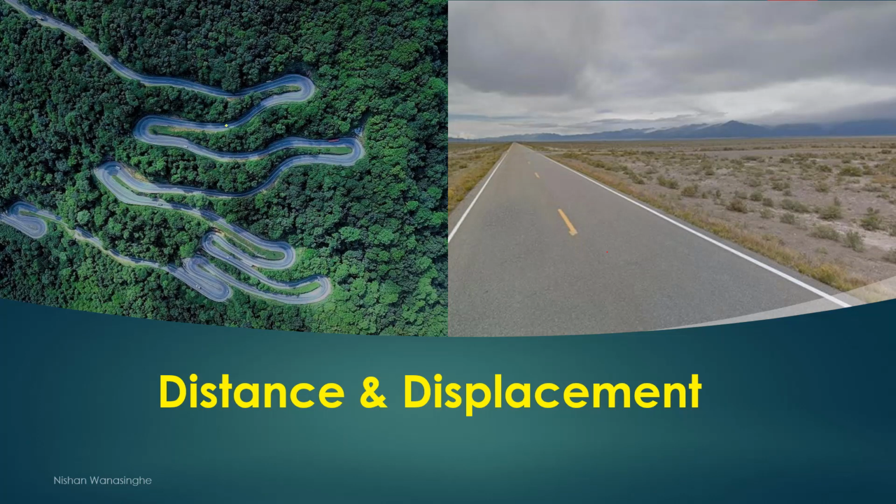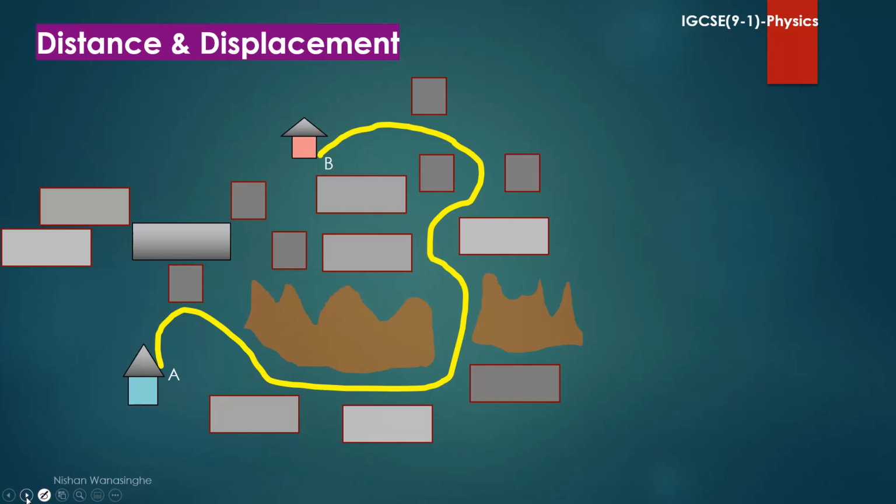You can understand these two pictures. They explain distance and displacement, right? Distance is the length of the path. You can see there are a lot of bends. It has no specific direction. The first picture is a road in Sri Lanka, and the second picture is a straight path, right? So from the pictures you can easily remember what distance is and what displacement is.